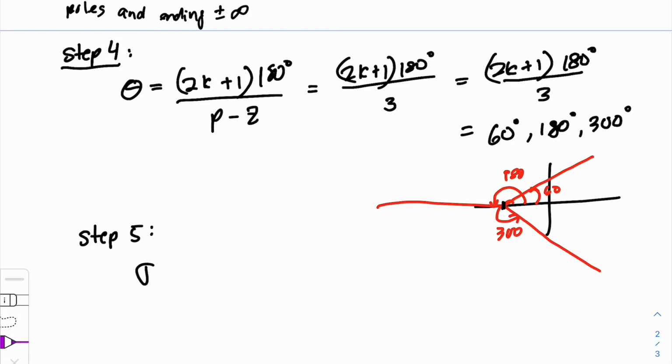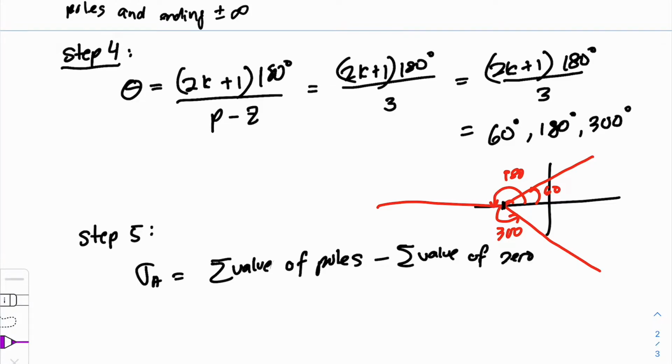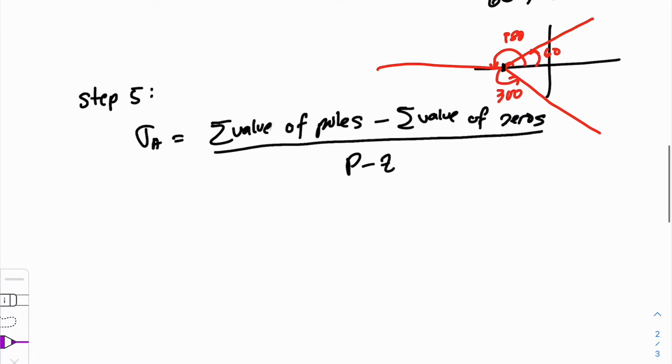The position or the location of our asymptote is alpha A. If you remember the formula, it is the sum of poles minus the sum of zeros, divided by p minus z. So I'm going to put the value of the poles, minus the sum of my zeros, which I don't have anything, so that would be just 0, divided by 3, because my p minus z is equal to 3.